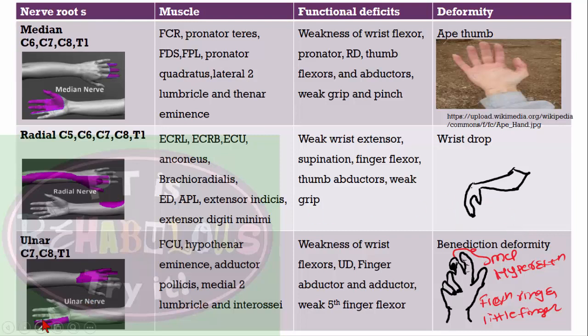For ulnar nerve injury, the ring finger and the little finger are affected. So flexor carpi ulnaris, hypothenar eminence, adductor pollicis, medial two lumbricals, and interossei are affected. In this, we can notice weakness of grip and wrist flexors, ulnar deviation, weak adductor, and weak fifth finger flexor. Benediction deformity we can notice for this patient: the index finger, middle finger, and the thumb have their metacarpophalangeal joint in hyperextension, and there is flexion of the ring and little finger.